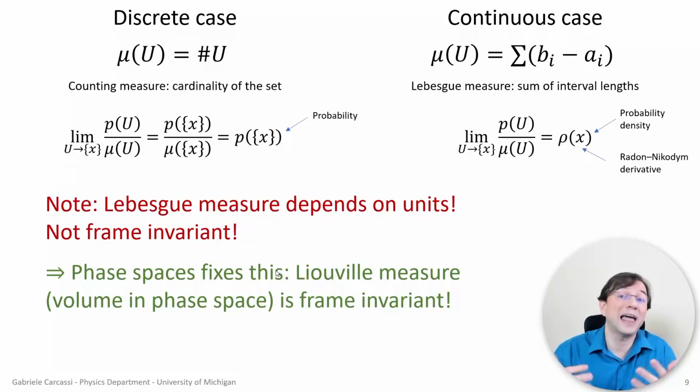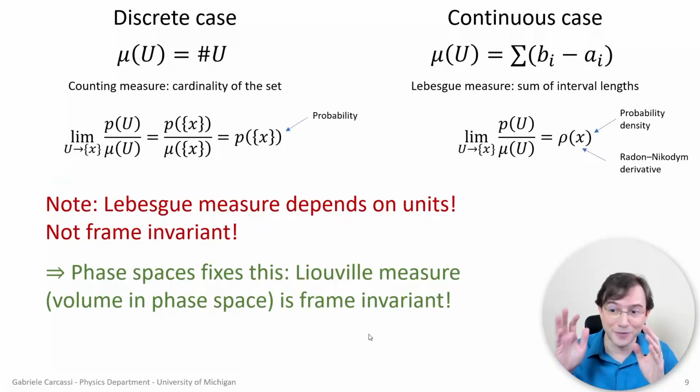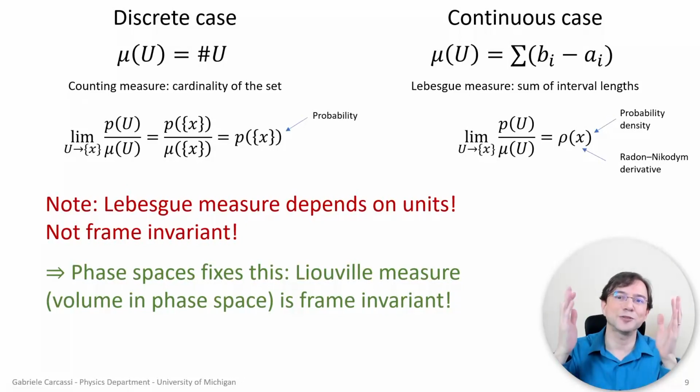Every observer will have their own set of measures because they have their own measurement scale and reference system. The important thing is that phase space fixes this. The Liouville measure, the volume in phase space, is frame invariant. The set count of states is the same for me and for you, so that the physics we create is objective. This is what the Liouville measure solves.